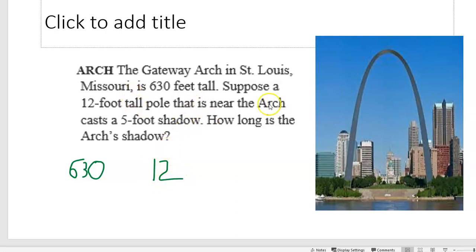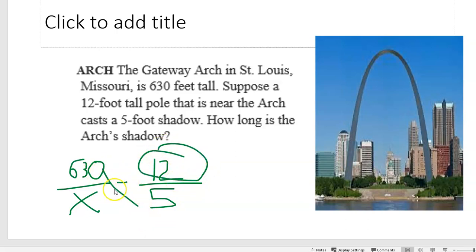Now, the shadow of the pole is 5 feet, so that's going to be the shadow of the pole. We don't know how long the arch's shadow is. So this one represents the arch, this one represents the pole. Multiply and divide. 630 times 5 divided by 12 is 262.5 feet. That is a very long shadow.